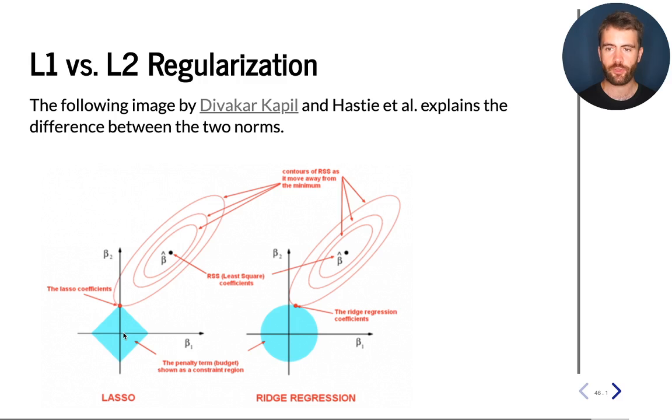And when it's tangent at one of the edges, it means that part of the coefficients are set to 0. Essentially, at each edge, we have at least one of the coefficients that is set to 0, and in high dimensional spaces, a large subset of the coefficients at most edges of this high dimensional diamond will be set to 0.